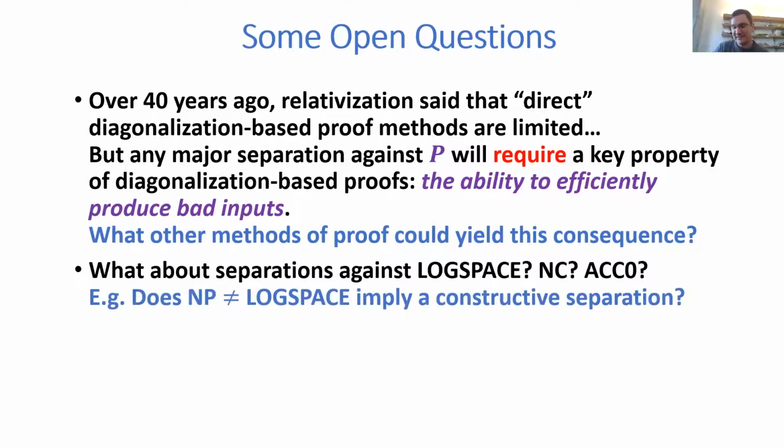Another thing about our results is that you might have noticed that it's only for polynomial time, randomized polynomial time. So what about separations against log space or NC or ACC0? Does NP different from log space imply a log space constructive separation? Things like this. I'm not sure.